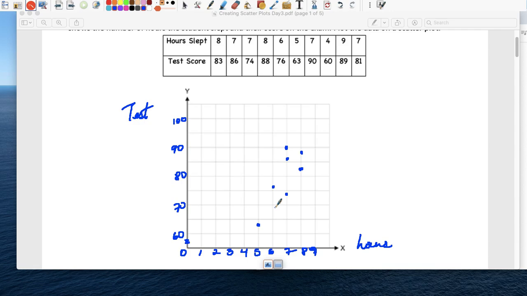And then 4 hours of sleep, got 60, and then 9 hours of sleep, got an 89. Wow, okay. And then a 7 hour sleep, got an 81. So right about here. So you can tell that it looks like there's a positive correlation.